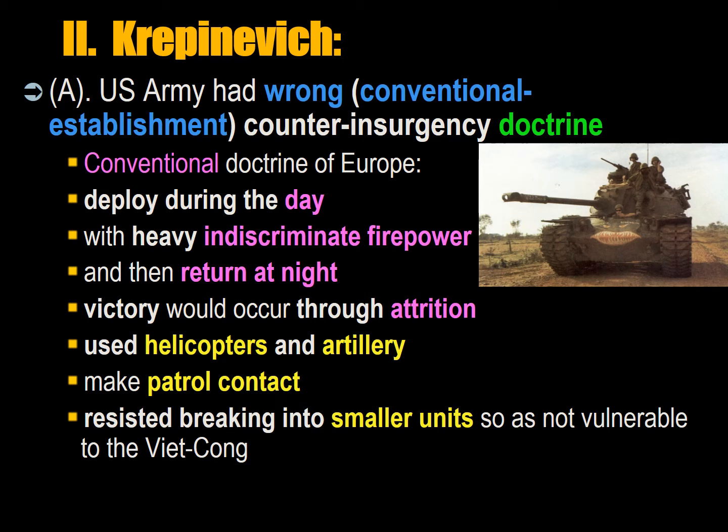The Army believed that victory would occur through attrition, as the Army used helicopters and artillery to make patrols to contact with guerrillas in the jungle who would then be bombarded and killed. The American Army resisted breaking their formations into smaller units that were going to be more vulnerable, but better able to intercept and make contact with Viet Cong forces.